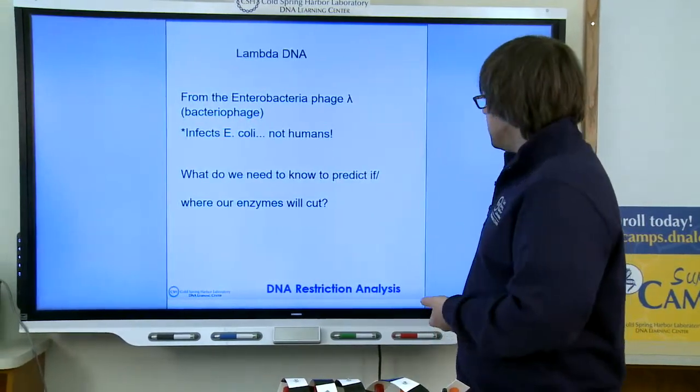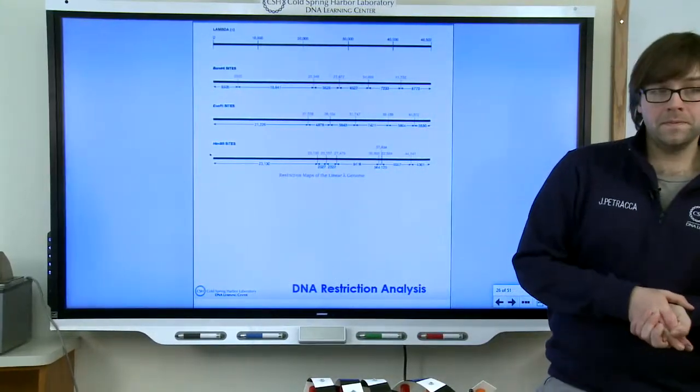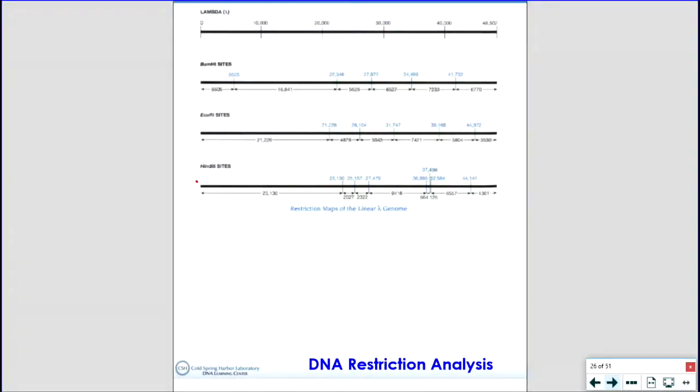So let's talk about how we're going to carry out our lab today. The lambda phage genome, so that's the entire genome, is relatively small. It's about 48,500 base pairs in length. This is an image up on the board here of a restriction map. A restriction map essentially is like a reference map that tells researchers where different enzymes will cut various pieces of DNA. Down on the bottom here, notice that we have the restriction map for EcoR1 and we have the restriction map for HindIII.